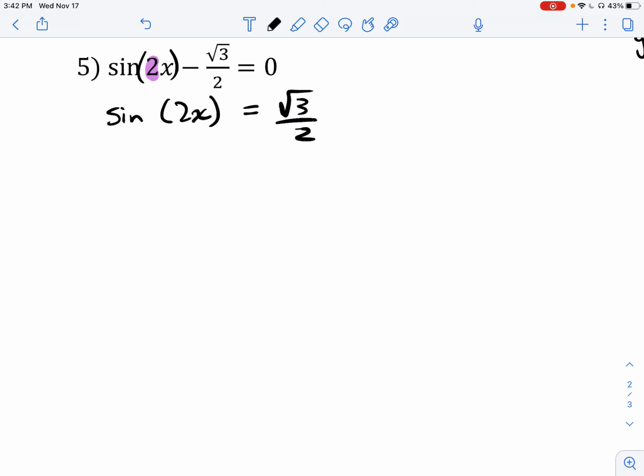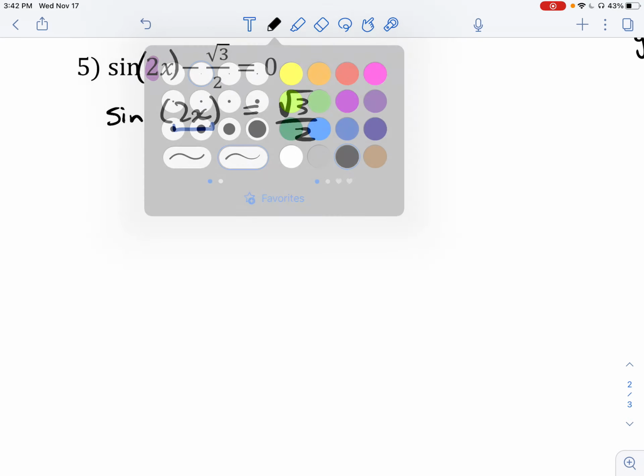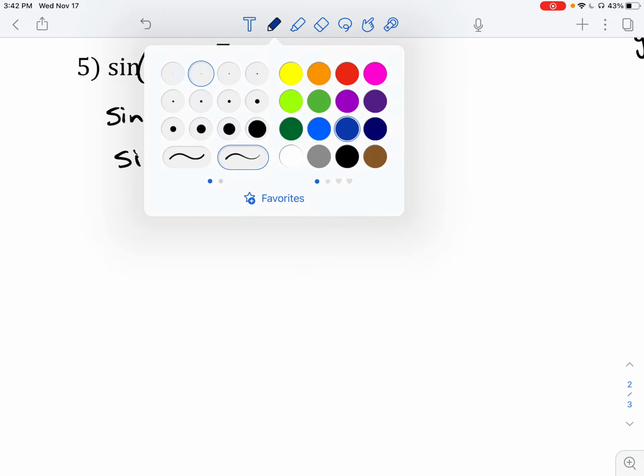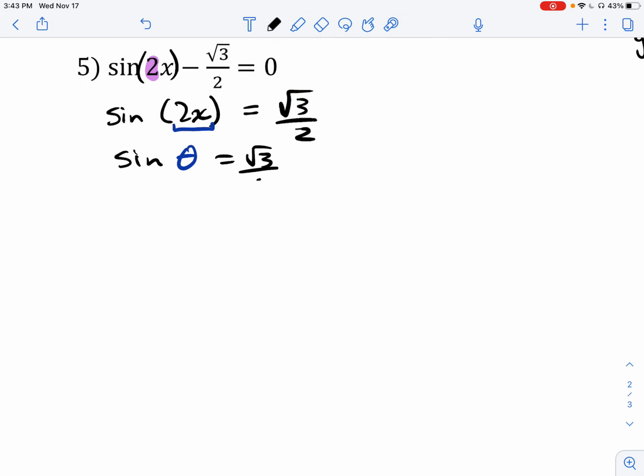So we're now asking ourselves, what is the angle such that I get root 3 over 2 when I take the sine of it? However, what I'm really asking is, what is the angle that when I multiply that by 2, I get root 3 over 2? To help us process this, I'm going to temporarily call this angle in here theta. Let's say sine of some angle theta is equal to root 3 over 2. Well, what would theta be? Theta could be pi over 3 and 2 pi over 3.